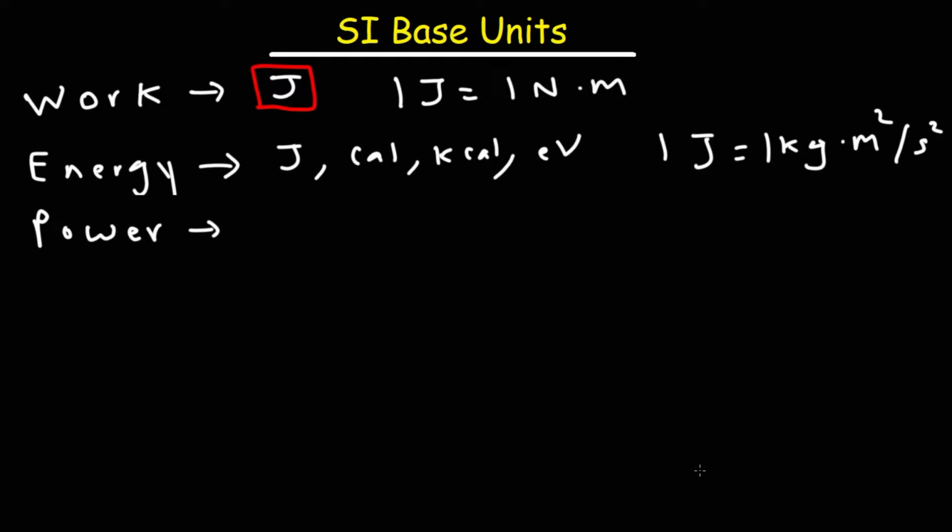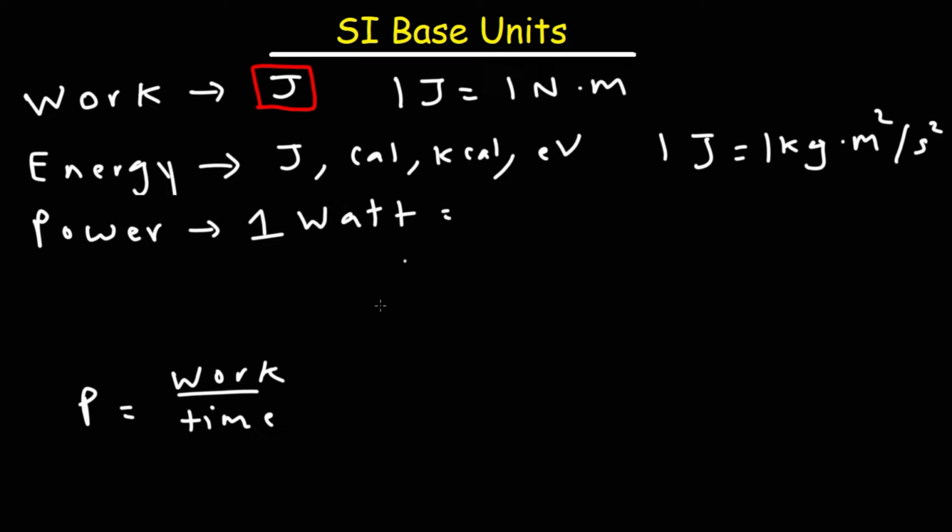Now, power is the rate at which energy is transferred. So power is work divided by time. Because you could transfer the energy at a slow rate, or you could transfer the energy at a very high rate. So power tells you how fast that energy is being transferred. The unit of power is the watt, which is equal to joules per second. So 1 watt is 1 joule per second.